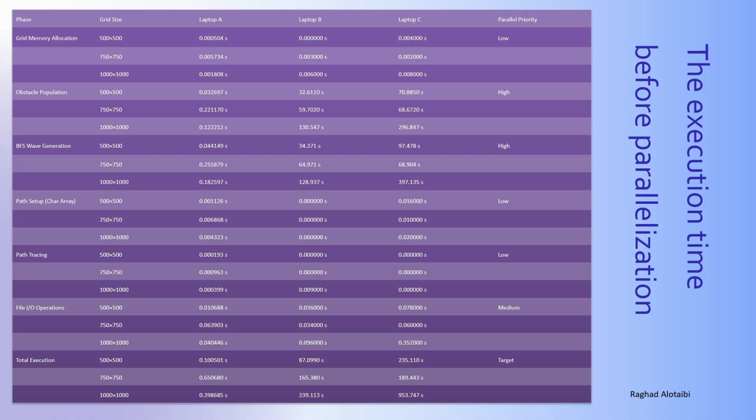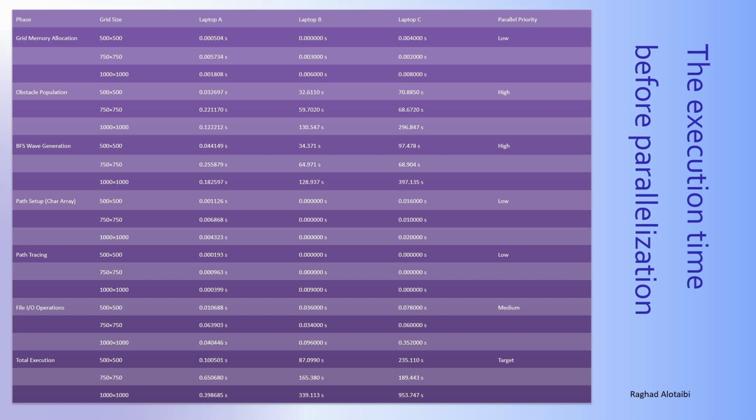So we did this to find the bottlenecks, and we found them. The obstacle placement and BFS search took over 99% of the time. So that's exactly where we will focus our parallelization effort. The key finding of this table is that laptop A is incredibly fast. It finishes in under 1 second for all the grid sizes, while laptops B and C were on the slower side. They took minutes, especially on large grids. Most time is spent in just 2 phases, which are placing obstacles in the maze and running the BFS search.